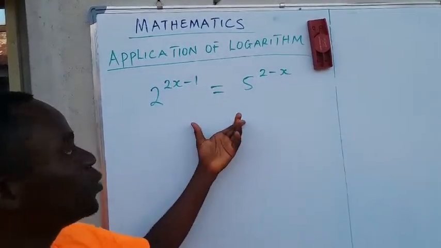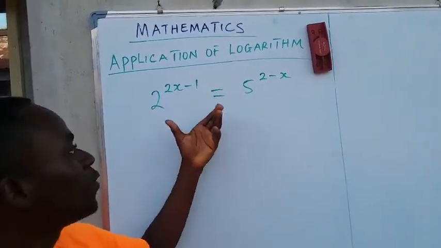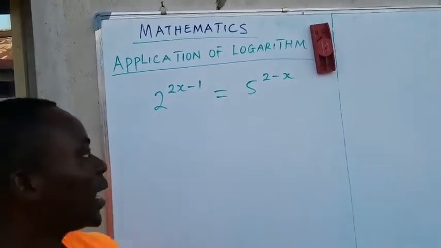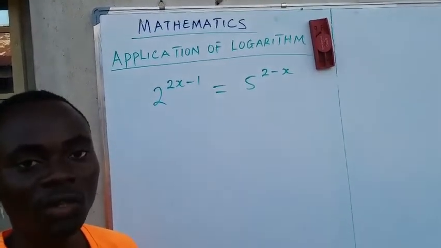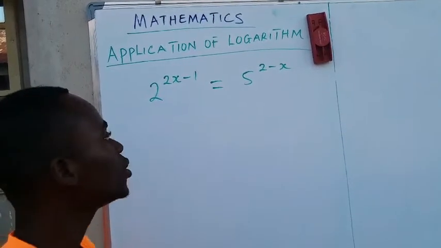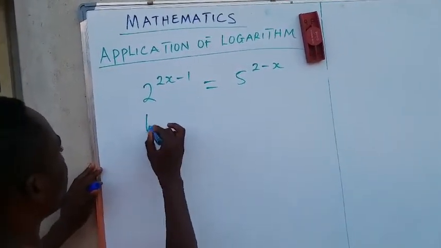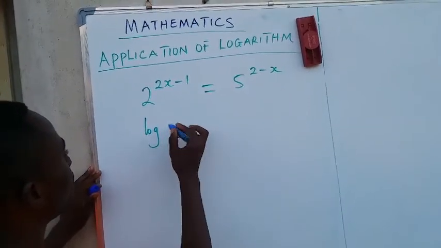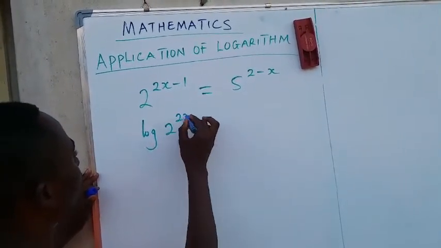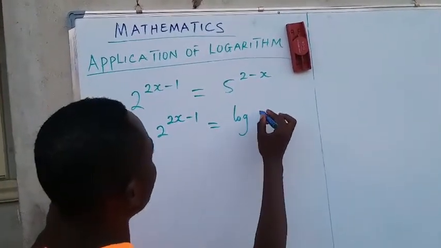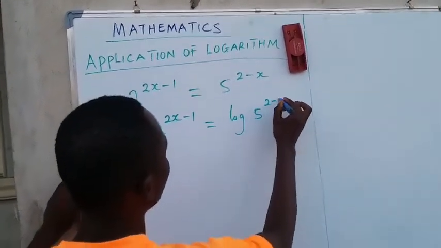Now, the first thing we do is to take the logarithm of both the left hand side and the right hand side of this equation, and the logarithm we are taking is the common logarithm, which is logarithm to base 10. So the first step I'm going to take in solving this equation is to take the logarithm of both sides. So I'm taking the logarithm of 2 raised to the power of 2x minus 1, which is equal to logarithm of 5 raised to the power of 2 minus x.